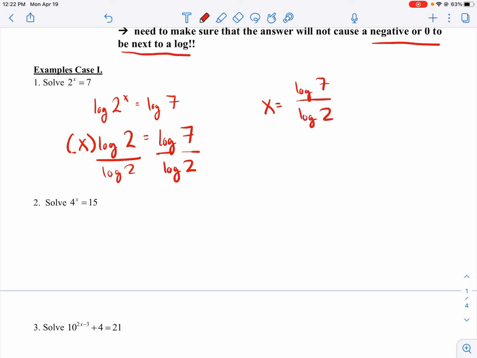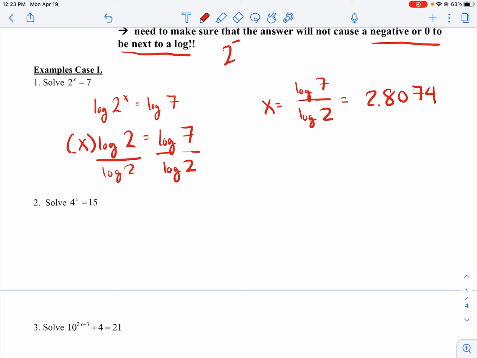So let me get my calculator. Okay, so the log of 7 divided by the log of 2 gives me 2.8074. Okay?